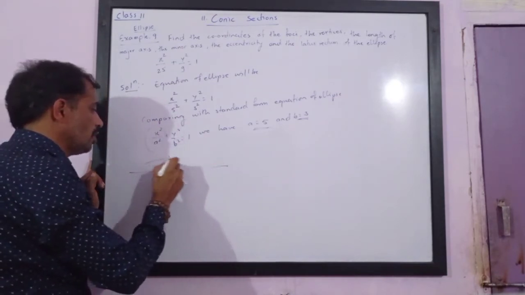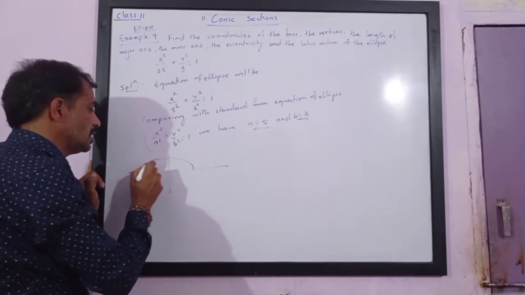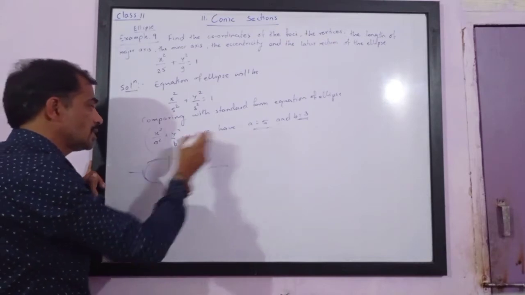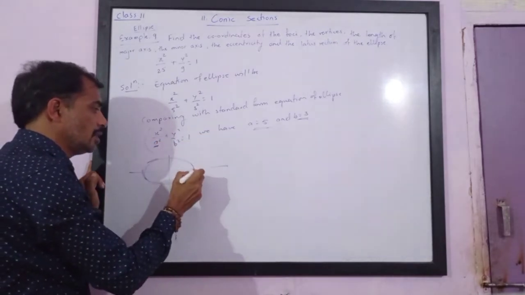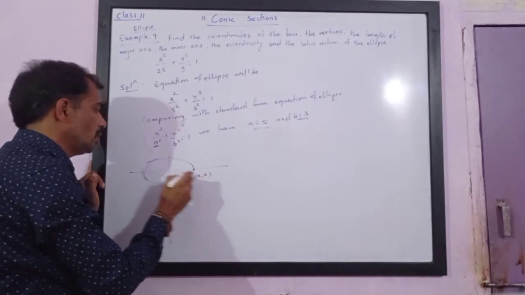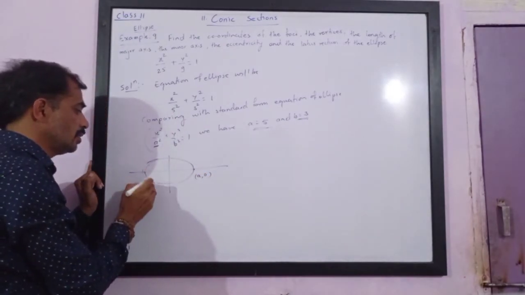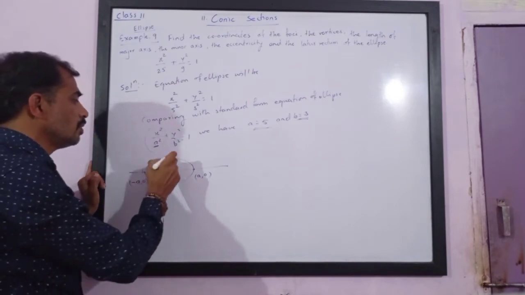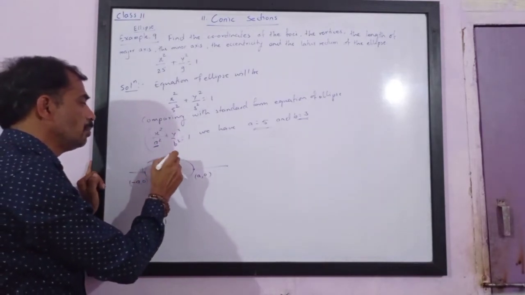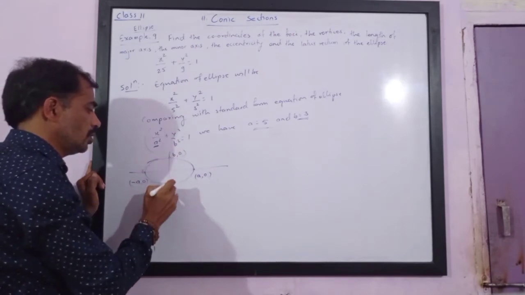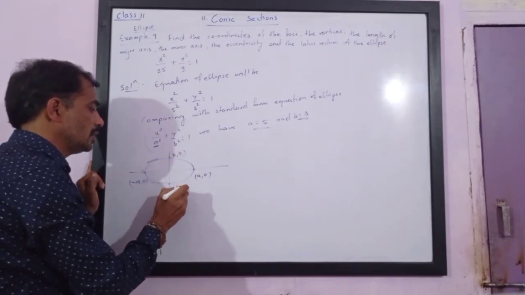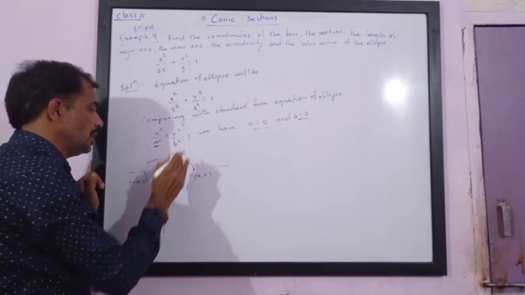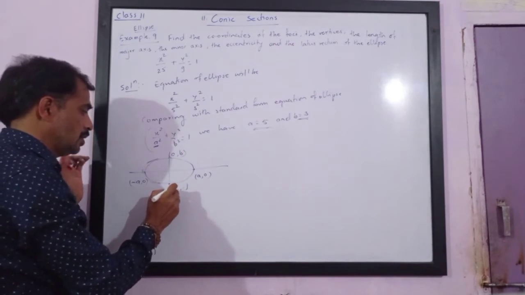So the ellipse is of this form, that is, the major axis is along the x-axis, and the vertices are a, 0 and minus a, 0. This point is 0, b, and this point is 0, minus b. Sorry, the x coordinate is 0 and the y coordinate is b, and minus b.